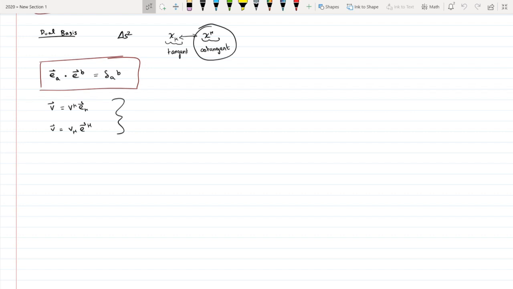Okay, so now remember this. You remember we had a definition for our metric like this. This was our definition for a metric. It was the dot product of two contravariant vectors. I can define a metric with the indices upstairs this way.